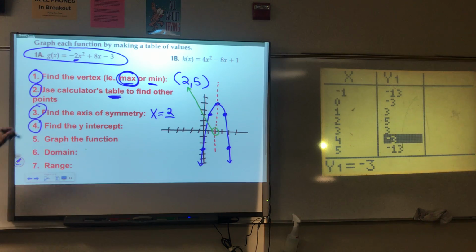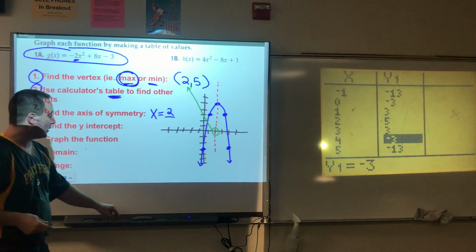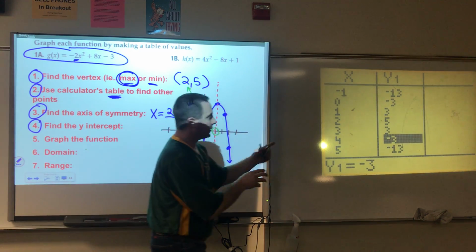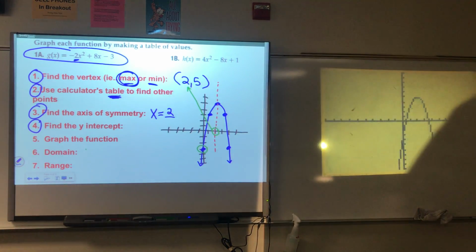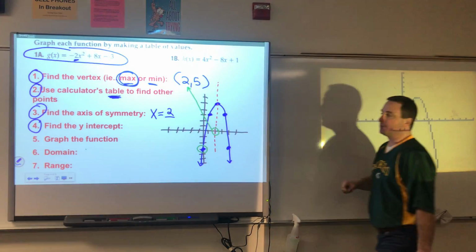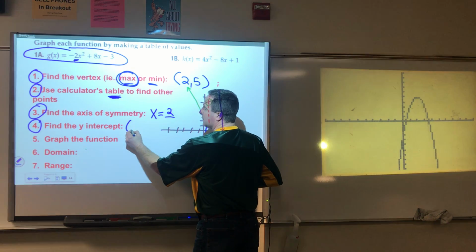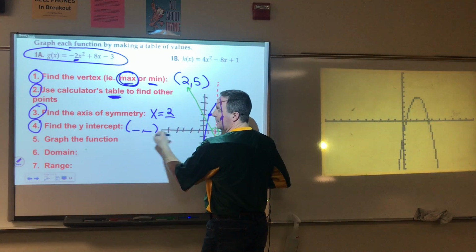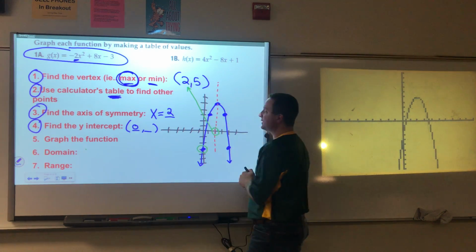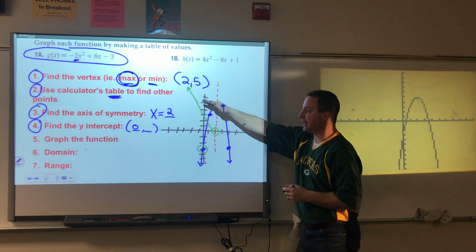How about number 4, the y-intercept? The y-intercept, if you remember, is the point where the line crosses the y-axis. It's right down here. When I look at the graph on the calculator, though, it's sometimes hard to tell. It's down here somewhere. But there's one thing kind of unique about the y-intercept. The x-coordinate of the y-intercept is always 0. It's always over 0 and then up or down something.